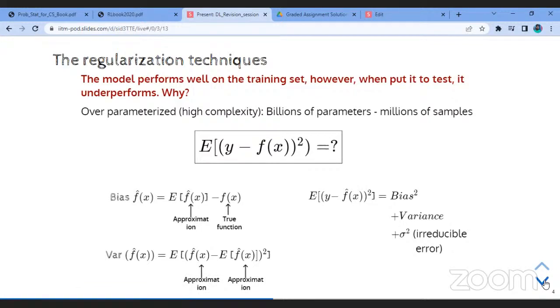So if I change my x a little bit, how far does my approximation change? In other words, we say whether it is too sensitive to change in x. If it is too sensitive to change in x, then it must have high variance. Ultimately we use these quantities to find the answer for this expectation of y minus f of x, that is the mean square error over all the samples.